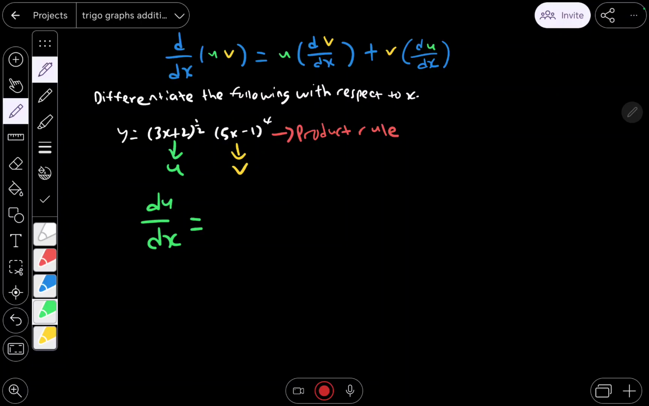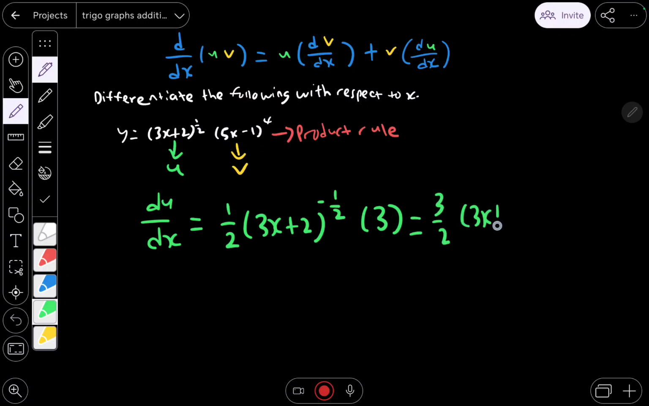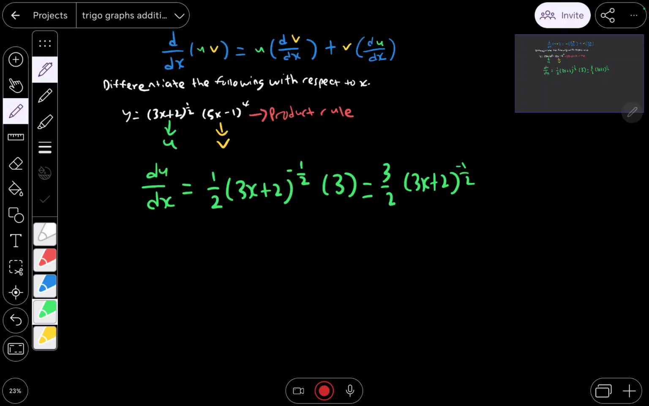I will go very slowly so that you will not miss out. Power number comes down, I bring the power number down, right? And now power number minus 1. So half minus 1, I press the calculator, I get a minus half as the power. And then when I differentiate the inside bracket, I get a 3. So overall, this will be written as 3 over 2, (3x + 2) to the power of negative half. Leave it like that first, don't need to worry so much.